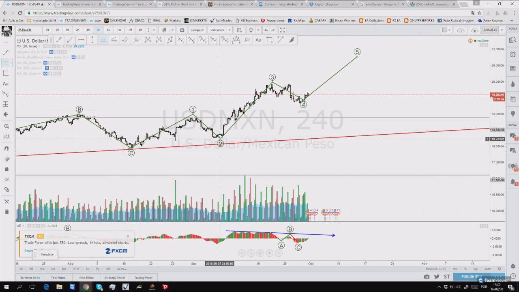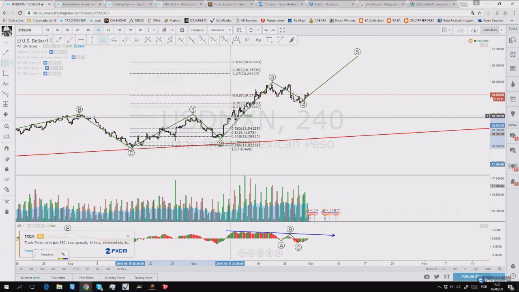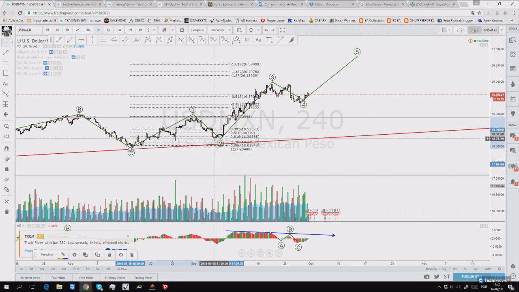Wave 1 usually goes down to 61.8. Wave 3 usually is 1.6 extension of wave 1. And wave 4 usually retraces 38.2. So let's see if the ratios fit here. So if this is wave 1, where does it go to? 61.8.